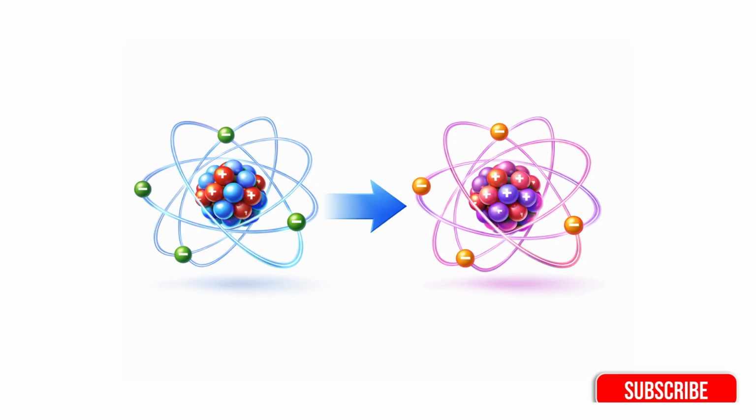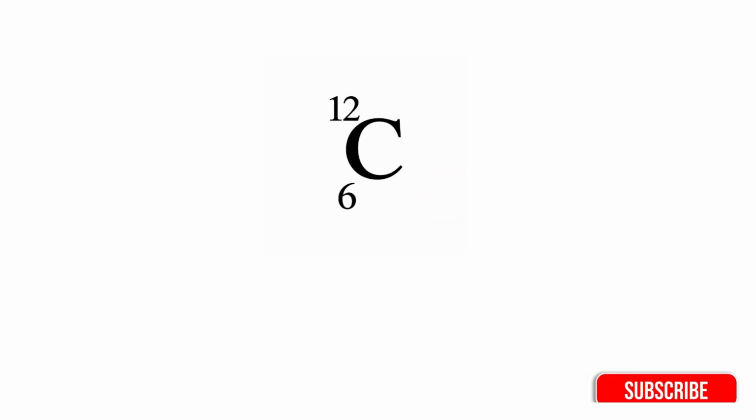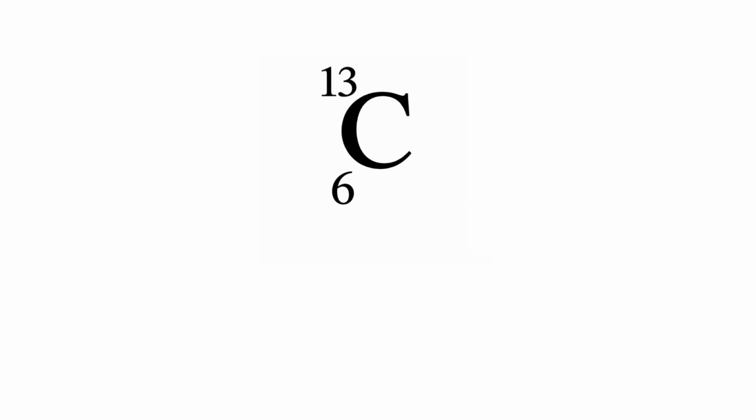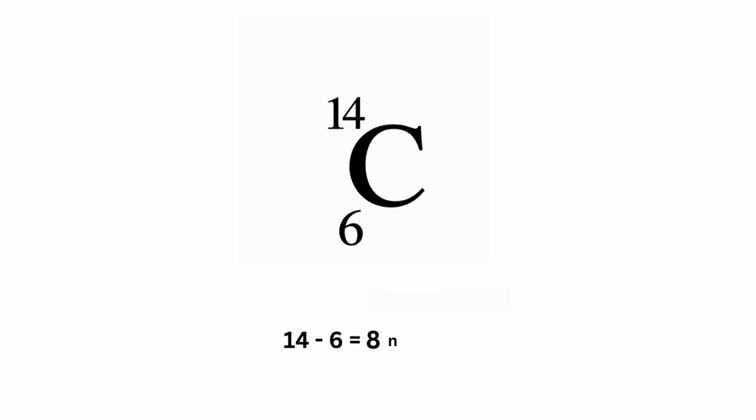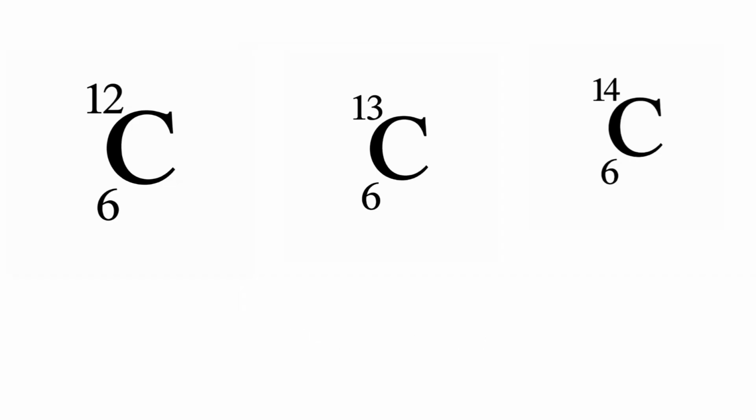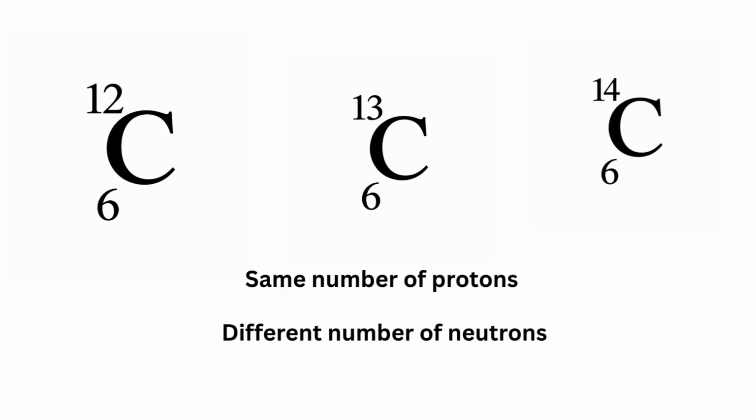For example, carbon always has 6 protons, but it can have 6 neutrons, making it carbon 12, 7 neutrons making it carbon 13, or 8 neutrons making it carbon 14. Isotopes are atoms of the same element with the same number of protons but a different number of neutrons.